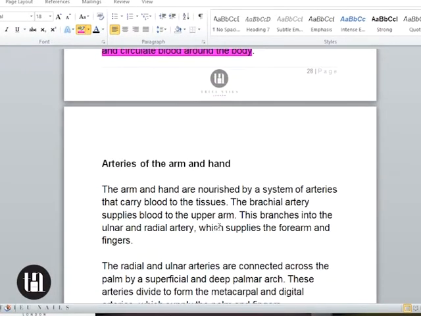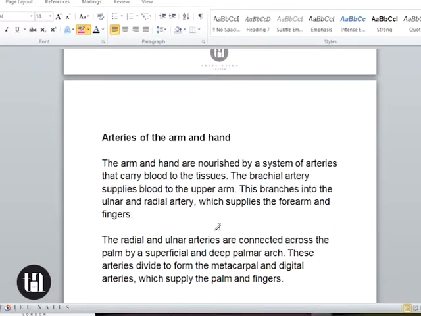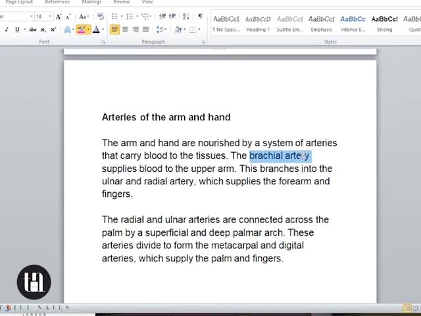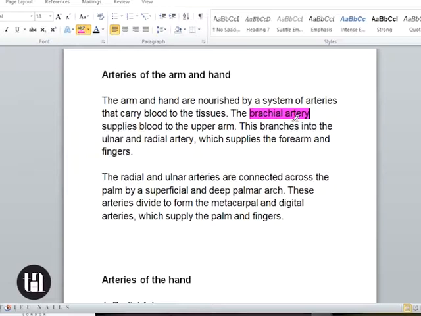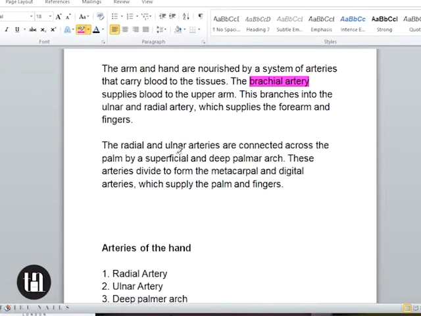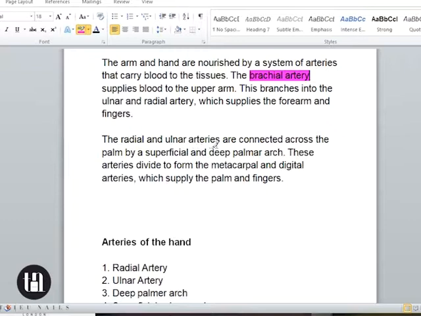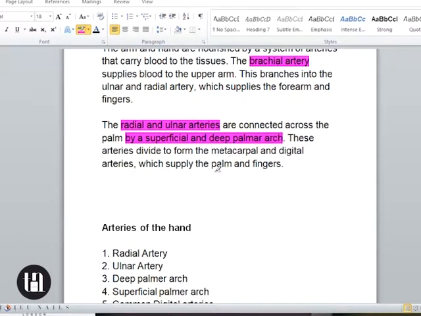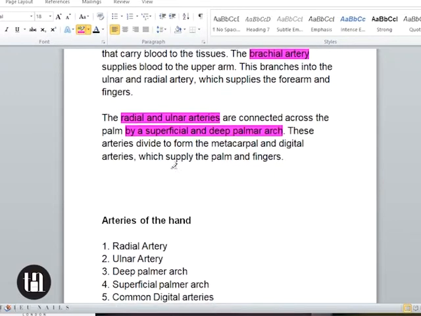Now, arteries of the arm and hand. The arm and hand are nourished by a system of arteries that carry blood to the tissues. The brachial artery, which is pronounced almost like "break" and then "eel", supplies blood to the upper arm. This branches into the ulnar and radial arteries, which supply the forearm and fingers. The radial and ulnar arteries are connected across the palm by a superficial and deep palmar arch. So you've got the two arteries in the forearm, which are then connected by a superficial and a deep palmar arch. These arteries divide to form the metacarpal and digital arteries, which supply the palm and fingers.